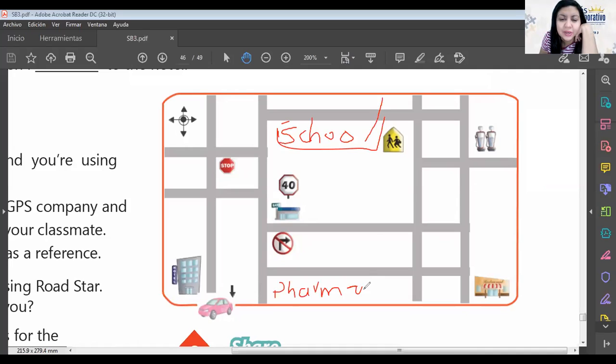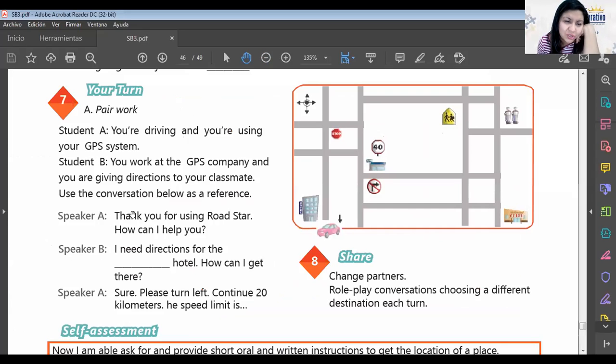So you're gonna work with your partner about it. Y van a hacer. Ahí. This is gonna be the conversation. Thank you for using our GPS system. How can I help you? I need directions for the nearest supermarket. How can I get there? Sure, please continue, go straight, turn right, or go straight ahead, take the first street, take the second street, etc.